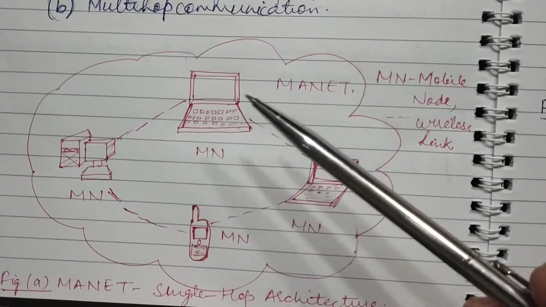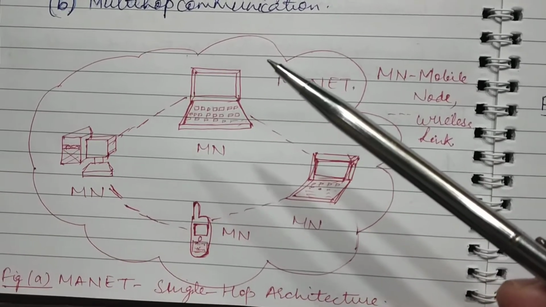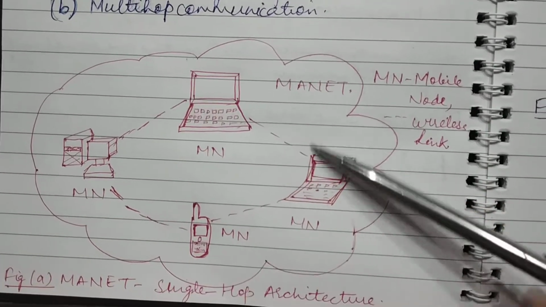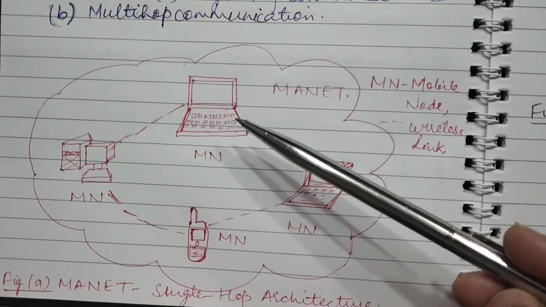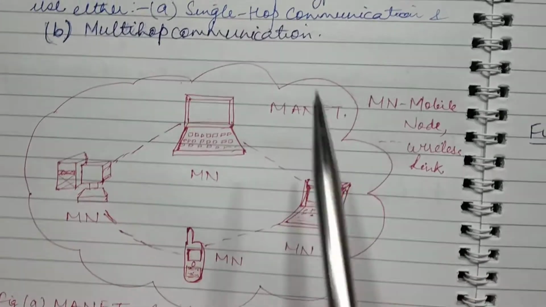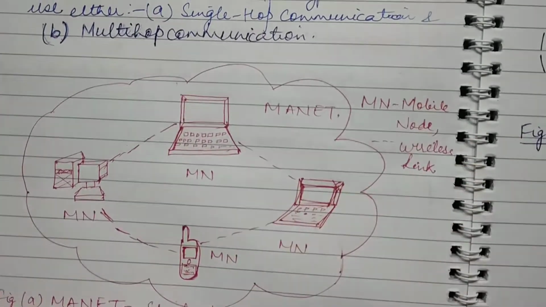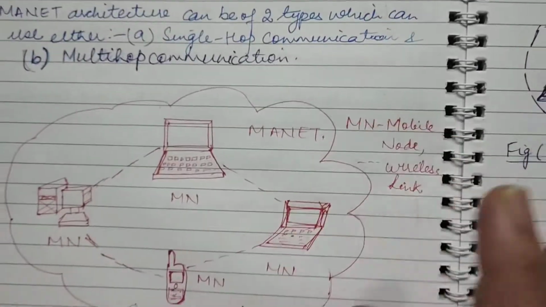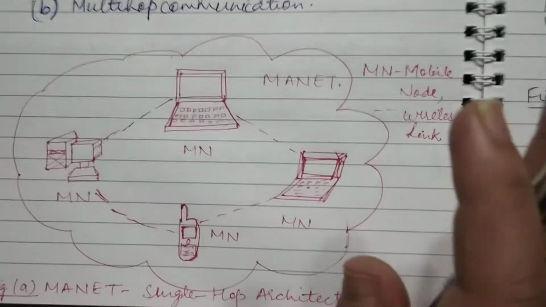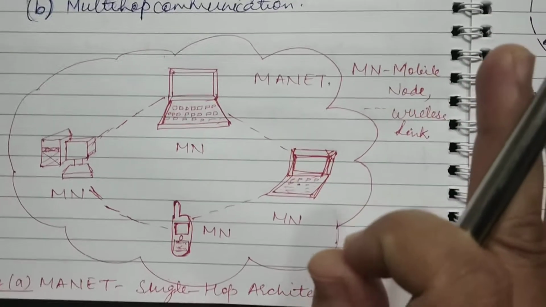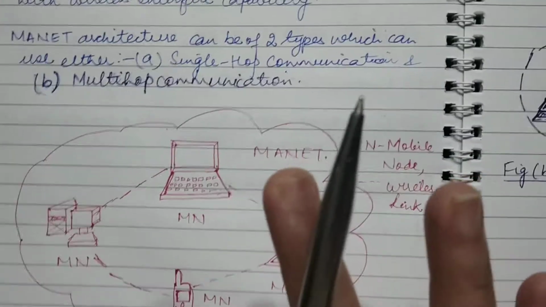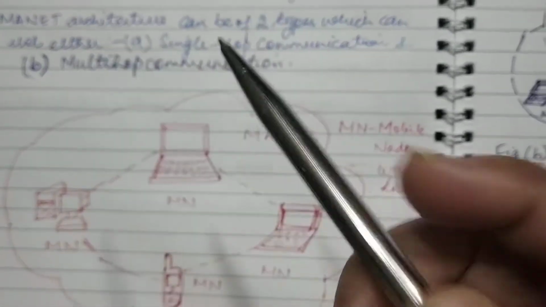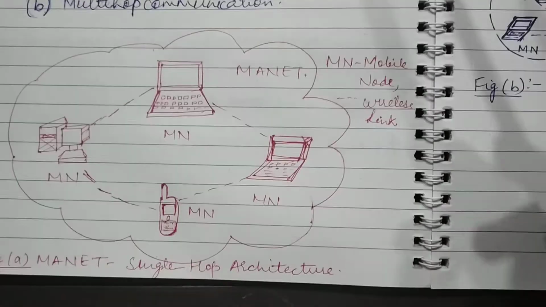Now, the union of which is forming an arbitrary topology. Due to the nodal mobility, the network topology may change rapidly and unpredictably over time. The network is decentralized, where network organization and message delivery must be executed by the nodes themselves. Now, let me talk about the network architecture of MANET.